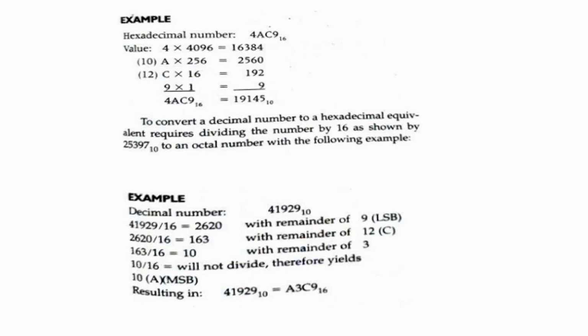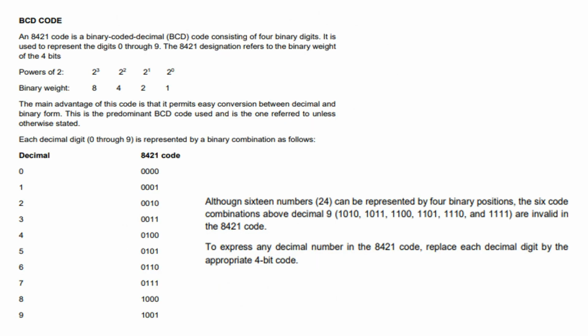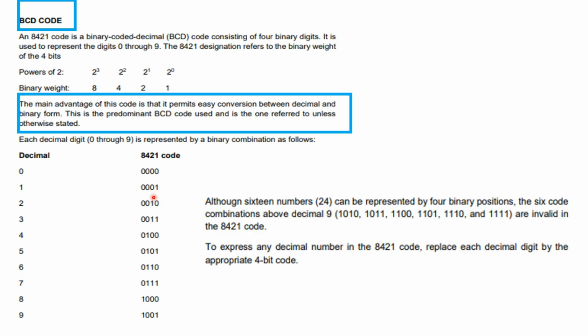Okay, so same process. The BCD code is just a group of 4 binary bits. For example, in the 8-4-2-1 code, it's 0, 1. So there are just 4 bits. You just have to replace each decimal digit with the appropriate 4-bit code.